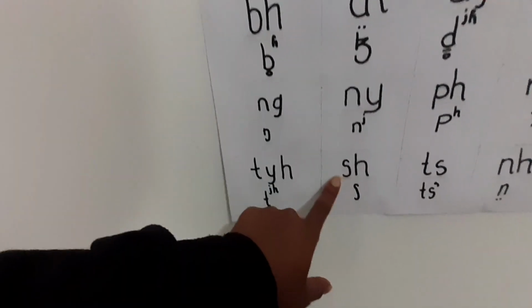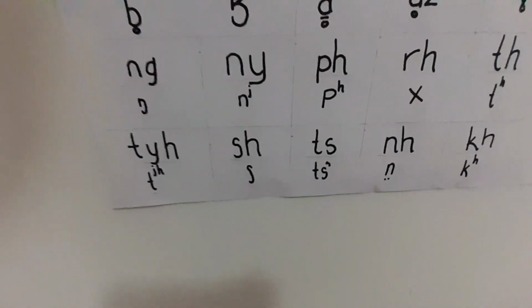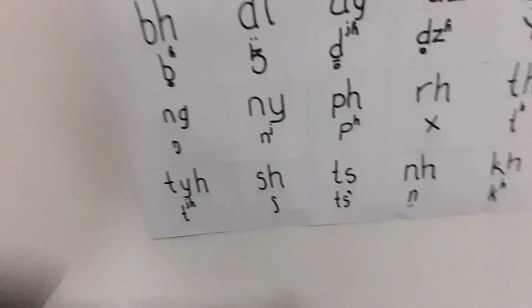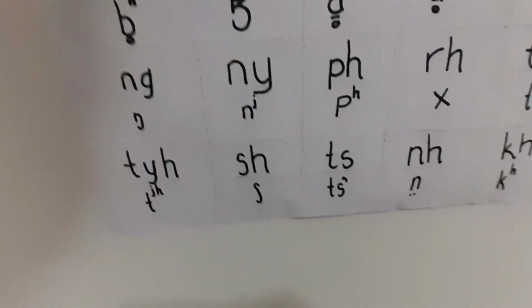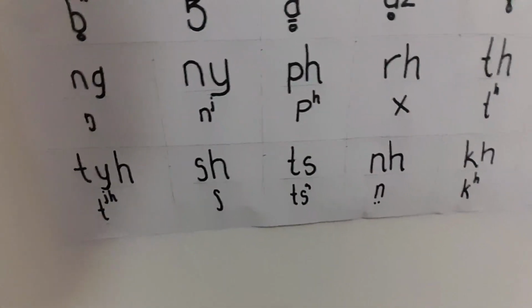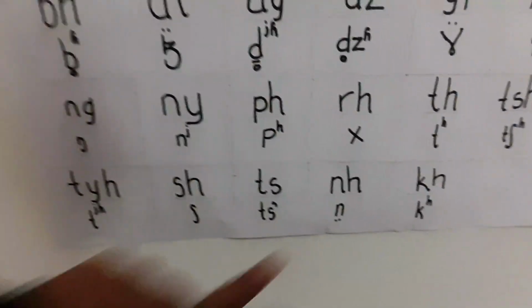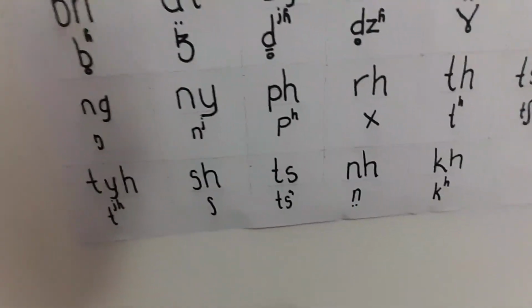And then we have SH, and this is sh. I think that's the same as English. And then we have TS, and that is the phonetic. That's how you pronounce that. Then we have NH. That's the phonetic. Just make sure the H comes through.